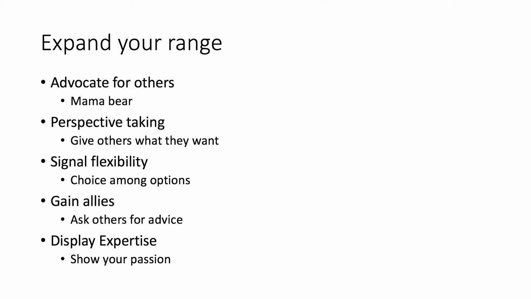And he gives a bunch of suggestions around expanding our range. One thing that we talked about in class was this idea of advocating for others. Often we're not able to ask for things for ourselves, but we can ask for things for somebody else. You can also expand your range by effectively using perspective taking. So try to understand the problem from the other person's perspective, giving them what they want as a way of being able to ask for what you want, and come up with good solutions that meet everybody's needs. Signal your flexibility. Gain allies, by asking others for advice. And display your own expertise.